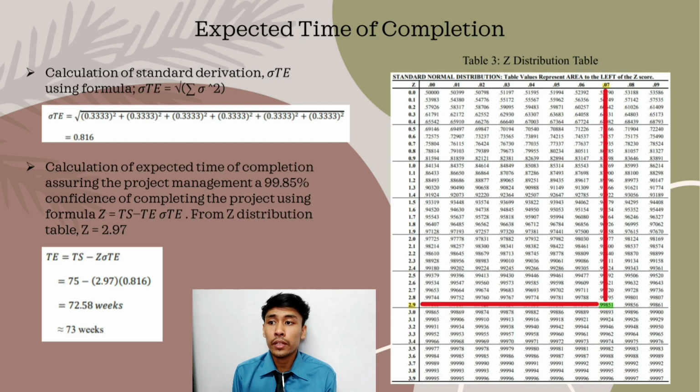Now insert the Z value in the formula and calculate the expected time value. So the expected time if the project completion is 99.85% is at week 73.